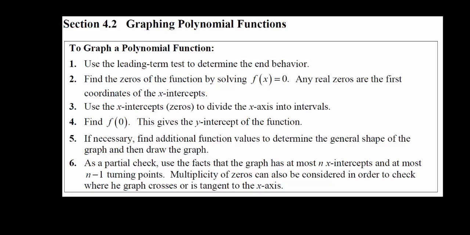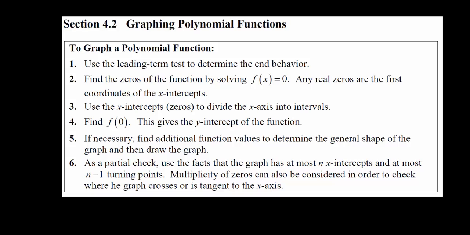In 4.2, we're graphing polynomial functions, and right here for us we have a list of some specific, really by-the-book steps that will give us an exact graph of a polynomial function. We can start off by using the leading term to determine our end behavior, and then we can find the zeros by setting the function equal to 0. Most of the time, we'll have to factor the function and set each factor equal to 0 and solve for x.